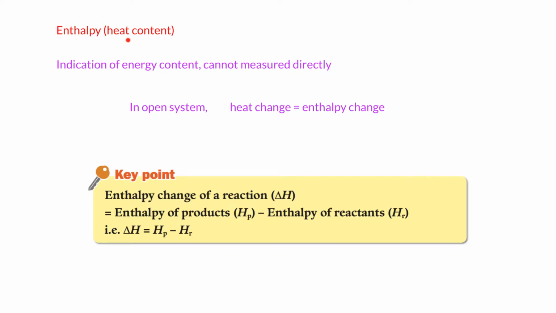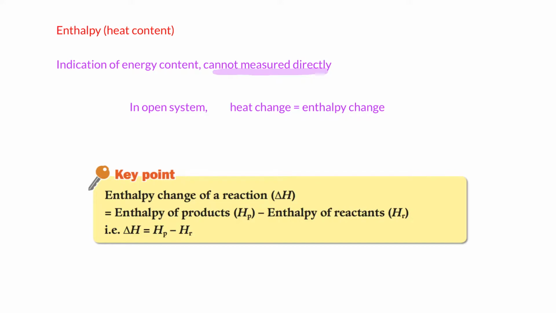Enthalpy is the heat content. It indicates the energy content. However, we cannot measure it directly because it includes PE and KE. We cannot know how close the particles are stuck together. We don't know the potential energy stored between the particles. So one very important thing you have to remember is that they cannot be measured directly. However, we can measure the enthalpy change.